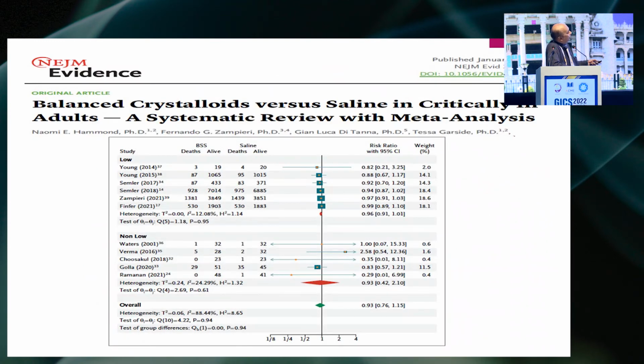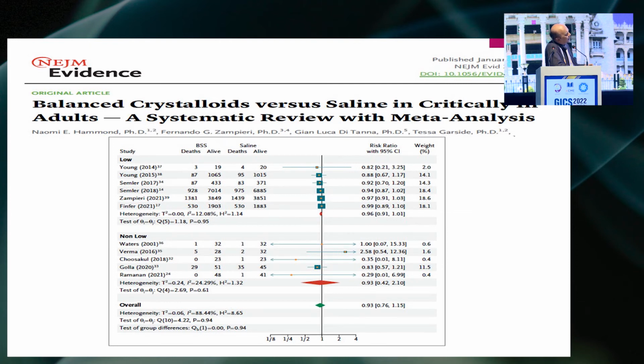And this was another 2022 meta-analysis. There have been several meta-analyses actually. One meta-analysis previously, I have not gone into all, showed a clear winner for balanced crystalloids. The other one could not find any difference. And this is one very recent one, where they have studies with low chance of bias, and these are high chances of bias.